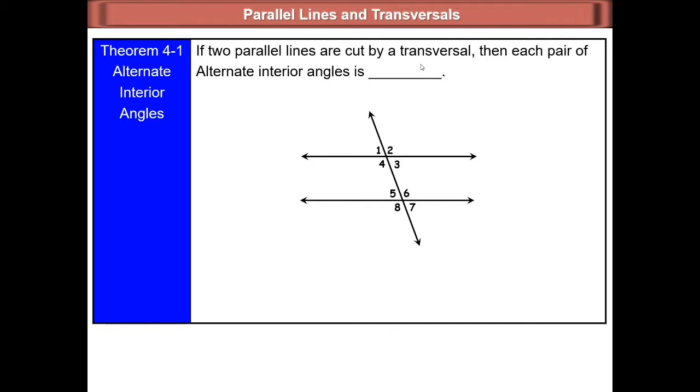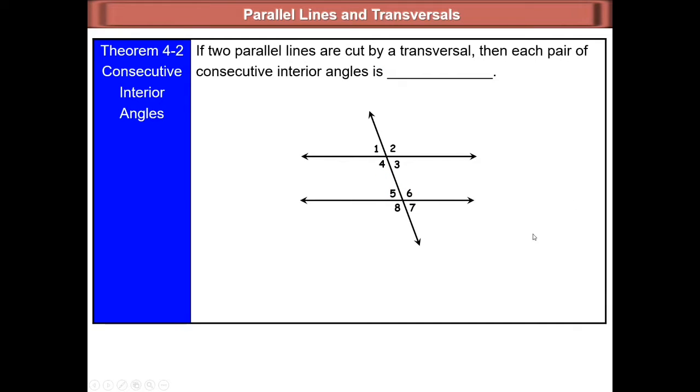So for every slide after this, we are specifically talking about what happens if lines are parallel and cut by a transversal. So if two parallel lines are cut by a transversal, then each pair of alternate interior angles is congruent. So angle 4 is congruent to angle 6, and angle 3 is congruent to angle 5. This is if they are alternate interior angles and the lines are parallel. If the lines are not parallel, they would still be considered alternate interior angles, but they would not be congruent.